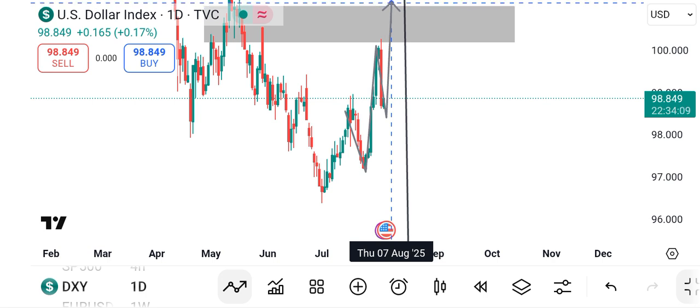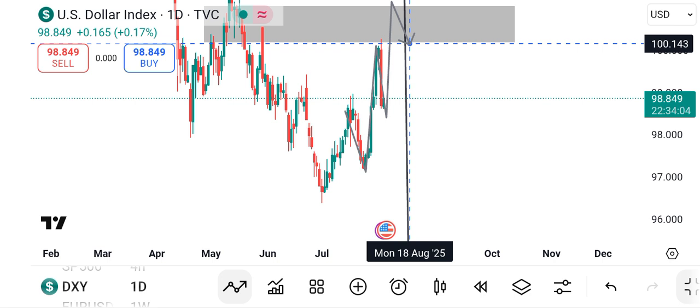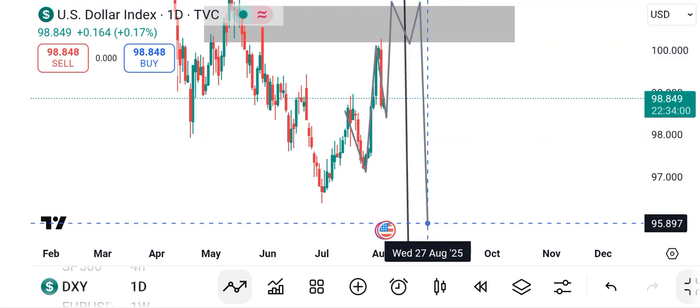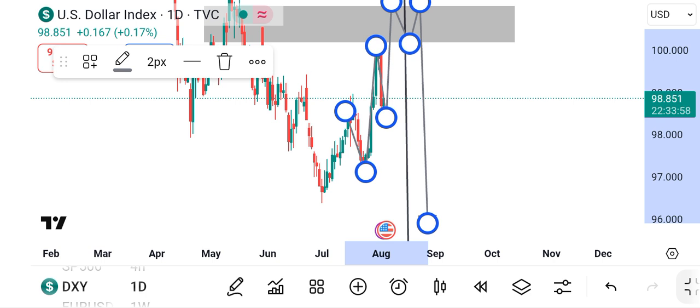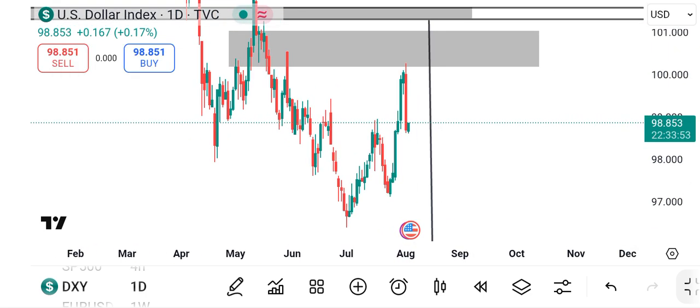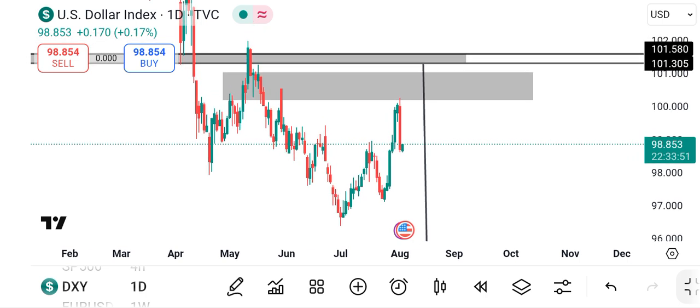So we can have this liquidity sweep here on this particular weekly supply zone. Then we can have something like this. Then we run back down. So this is my anticipation for now. This is what I'm assuming that the market will do next.